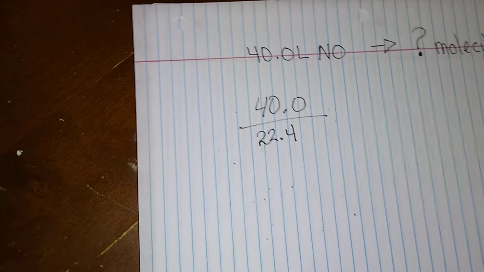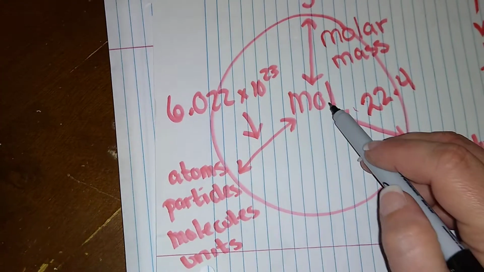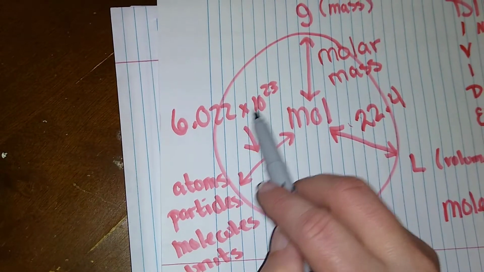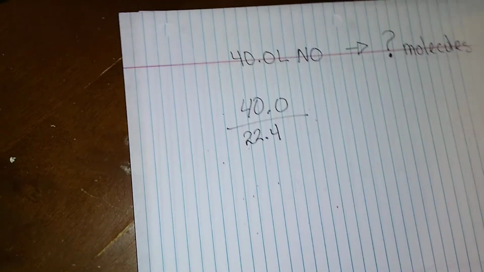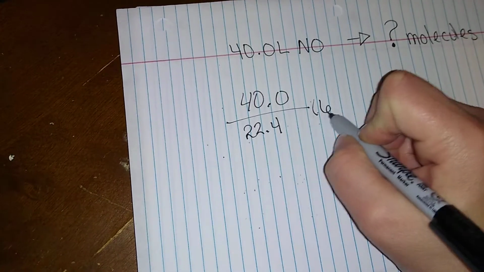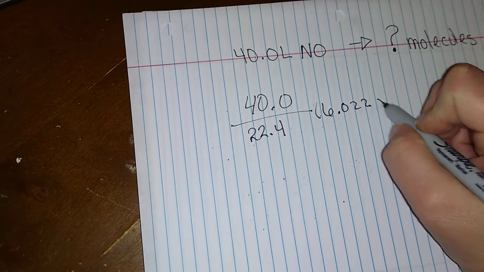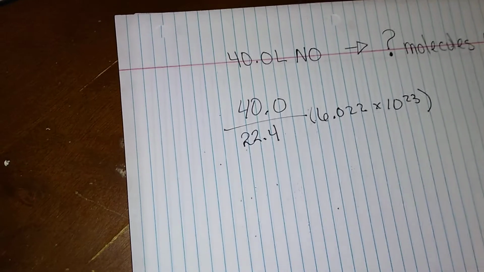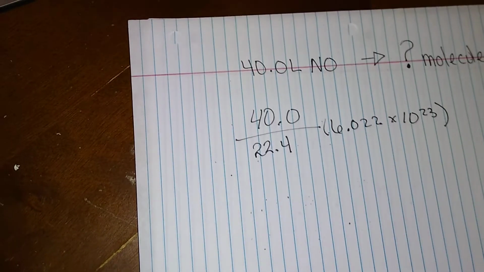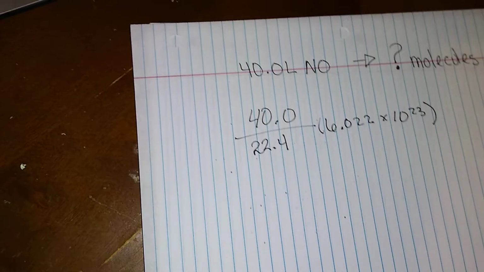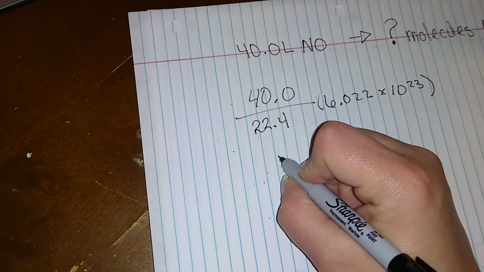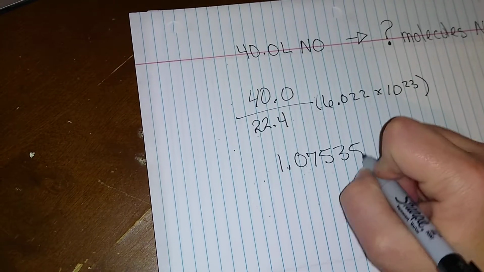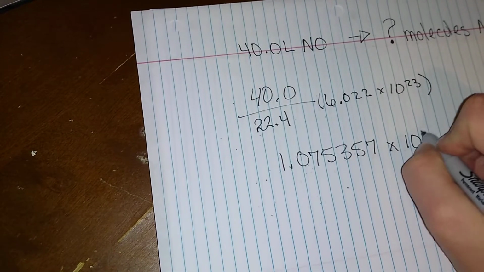Okay, now the second number is what we're going to multiply by, and that's 6.022 times 10 to the 23. Okay, and you're going to put that in your calculator, and it's actually going to come out to be 1.075357 times 10 to the 24th.